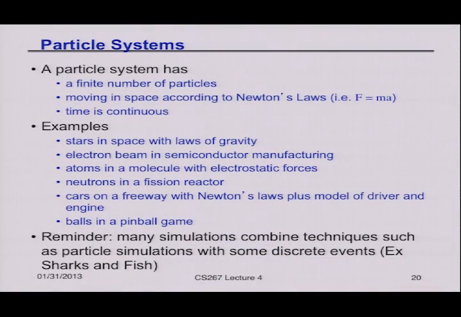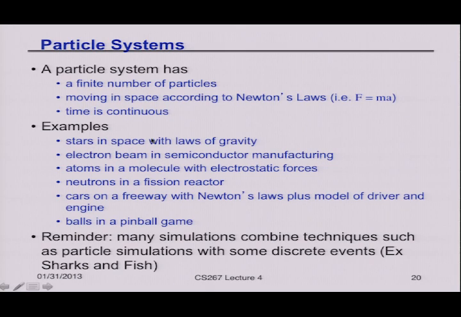Okay. So a particle system has a finite number of particles that are moving around, and so in that sense it still is discrete like the discrete event simulation, but now their positions are all changing continuously with time. And the easiest thing to think of is Newton's laws, F equals ma. So here are canonical examples that come up all the time.